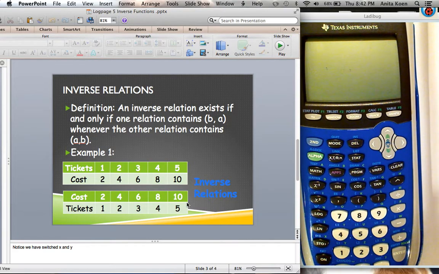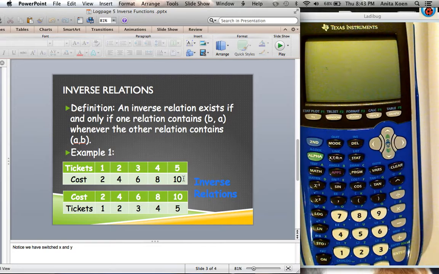An inverse relation exists if and only if one relation contains the point (b, a) whenever the other relation contains the point (a, b). For example, if I'm looking at tickets versus cost, where tickets is my input and cost is my output, then my points would be (1, 2), (2, 4), (3, 6), (4, 8), and (5, 10). One ticket costs $2, 2 tickets cost $4, 3 tickets cost $6, 4 tickets cost $8, and 5 tickets cost $10.